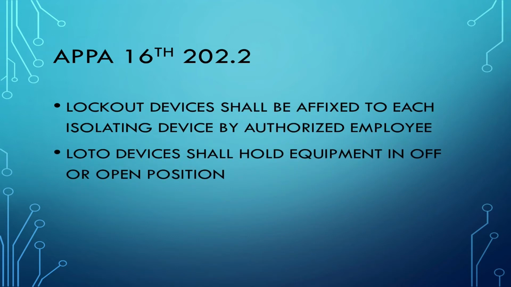Lockout devices shall be affixed to each isolating device by an authorized employee. Lockout devices shall hold equipment in the on or open, or in the off or open position. Each one of these devices should have their own tag. Each one should have their own number, and each one should only be released back to normal by the person that requested the caution order number or requested the action and whose name is on the tag. That's the only person. We'll go through some steps later of what you have to do if someone other than the one that requested the caution order number, the hold order number, whatever, operates or requests it to be removed. It's very important that we do not do that.